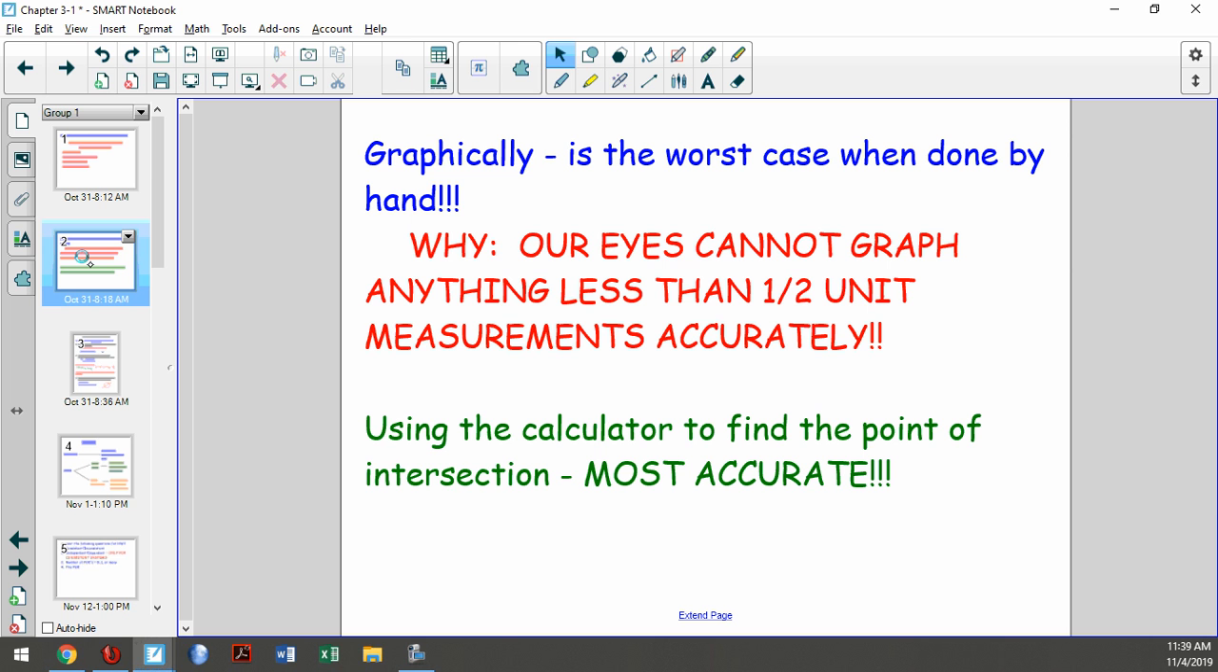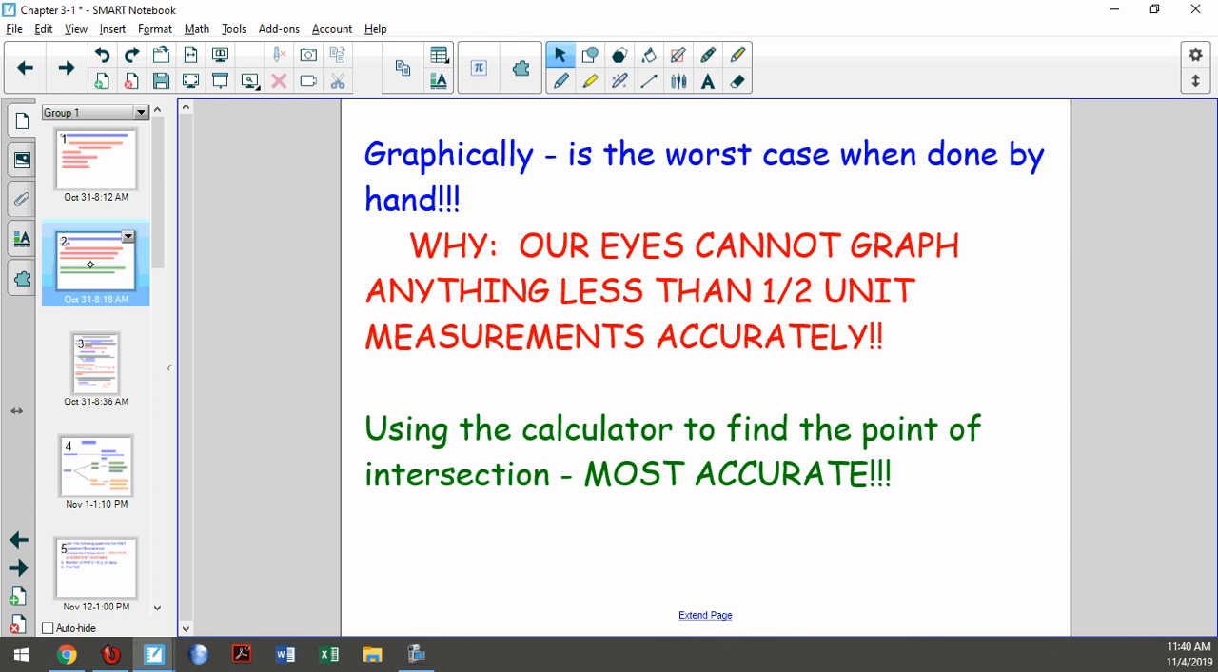Now, graphically is the absolute worst method that you can use if you're doing it by hand. The reason why is because our eye cannot see anything less than a ½ inch effectively. We can't tell if the 1/4 inch is actually a 1/4 inch or 1/3 of an inch or 1/8. Our eye cannot dissect that appropriately. Do we all understand that? So if you are doing it by hand, it's not the best method.